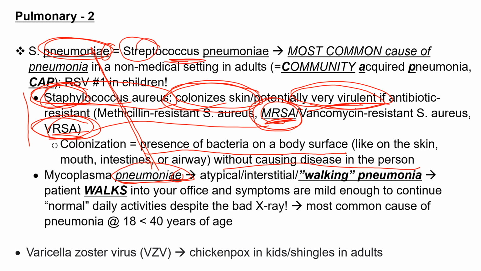streptococcus, not staphylococcus. It's a coccus, but it's a streptococcus in chains, is the most common cause of pneumonia in a non-medical setting. So not in the hospitals, not in places where patients present with various diseases. Another name for this kind of pneumonia is community-acquired pneumonia, CAP.